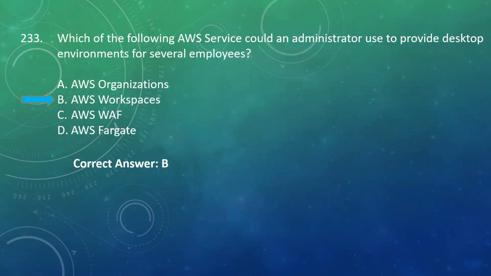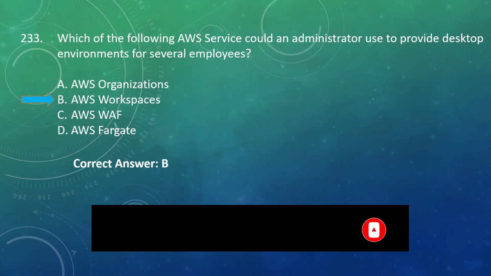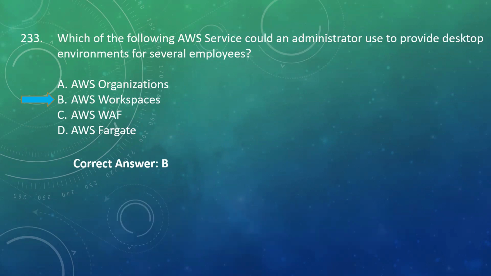AWS WorkSpaces is the fully managed desktop computing service in the cloud. It allows you to provision virtual cloud-based desktops for your users, providing a desktop experience on various devices. With WorkSpaces, administrators can easily scale and manage desktop environments for multiple employees, and users can access their desktops from anywhere with an internet connection.